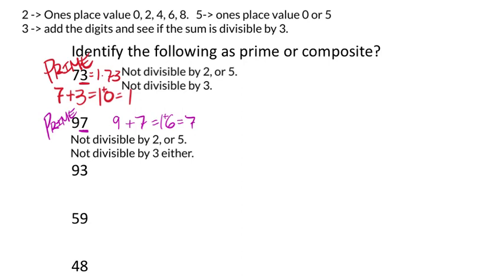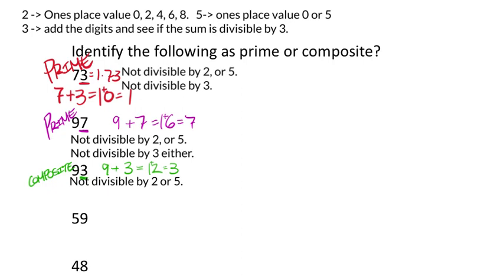Okay, well, how about 93? Well, we got the 3 in the ones place value. Again, that's just a quick visual check. So this one is not divisible by 2 or 5. But let's go ahead and check to see if it's divisible by 3. Well, if it is, we'd take 9 in the tens place value, 3 in the ones place value, and add them together to get 12. Again, you can just add those numbers together to get 3. So I see that 93 must be divisible by 3, which makes 93 composite. All right, there's that.